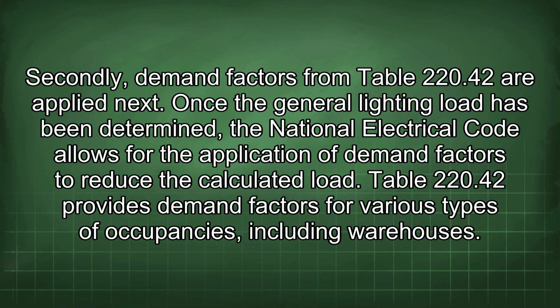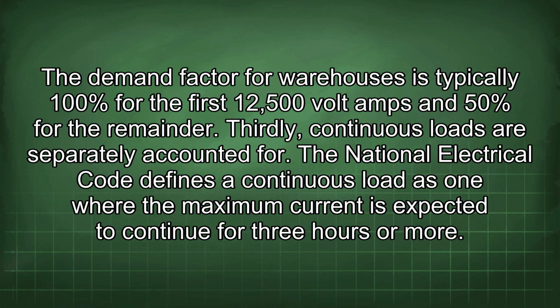Secondly, demand factors from Table 220.42 are applied next. Once the general lighting load has been determined, the National Electrical Code allows for the application of demand factors to reduce the calculated load. Table 220.42 provides demand factors for various types of occupancies, including warehouses. The demand factor for warehouses is typically 100% for the first 12,500 volt amps and 50% for the remainder.